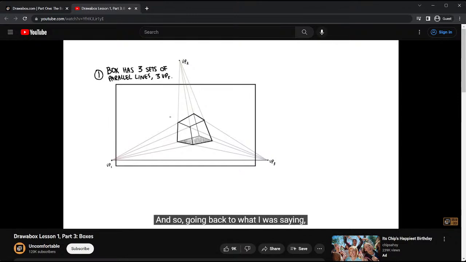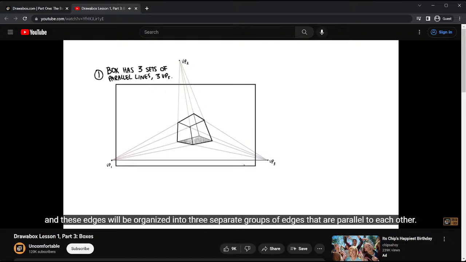And so, going back to what I was saying, you have 3 distinct vanishing points for 3 sets of parallel lines. And if you need to think about that, pause this video and just find a box, find anything that is boxy, and look at the edges that it has. It's going to have 12 different edges. And these edges will be organized into 3 separate groups of edges that are parallel to each other.